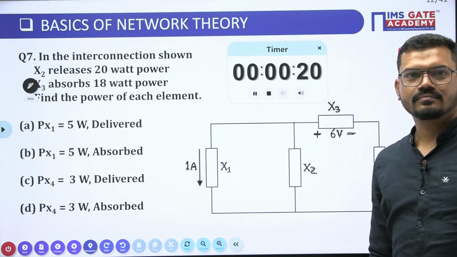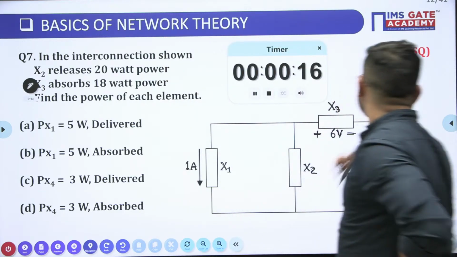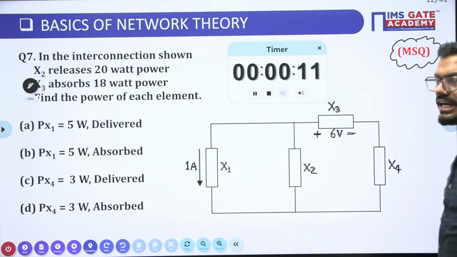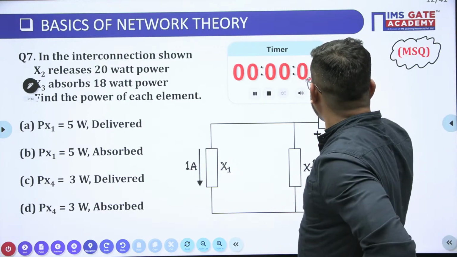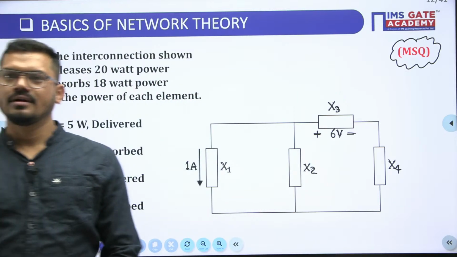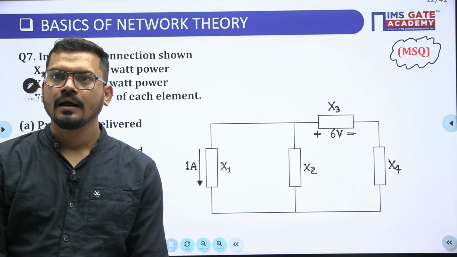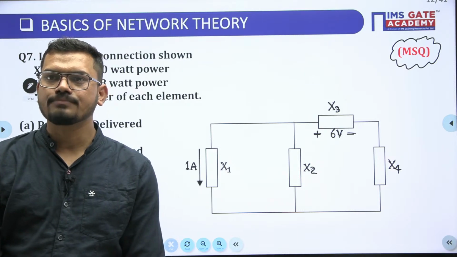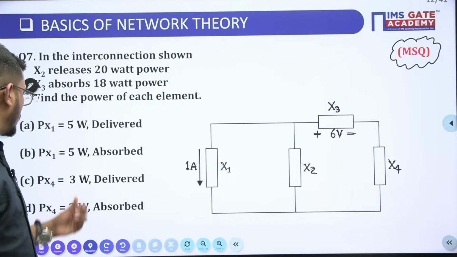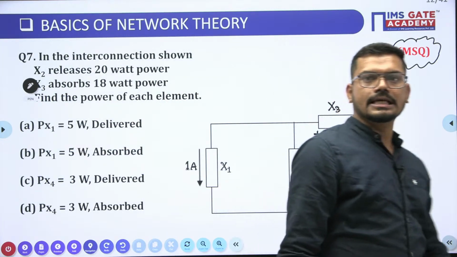Okay, Smith is saying B. Smith, just see once. Here I have written something. It is MSQ. So time's up, guys. It is MSQ, multiple selective question. Okay, so do it fast. Smith is saying 5 watt absorbed, so B option is correct. Okay, but it is a multiple selective question.